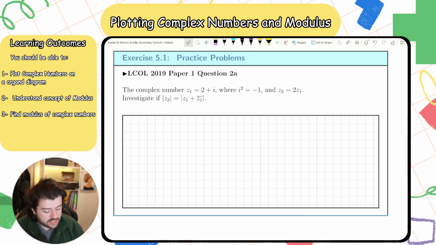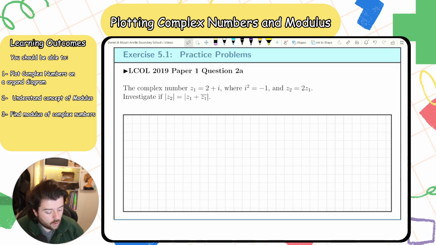So let's do some practice problems. This is from the Ordinary Level 2019 paper 1 question 2a. The complex number z1 equals 2 plus i, where i squared is equal to minus 1, and z2 is equal to 2 times z1. Investigate if the modulus of z2 is equal to the modulus of z1 plus the conjugate of z1. That's a bit of a tricky one. So let's get started. The modulus of z2. Well, z2 is 2 times z1, which is 2 times all of this. So that's 2 times 2, which is 4, and then 2 times i, which is 2i.